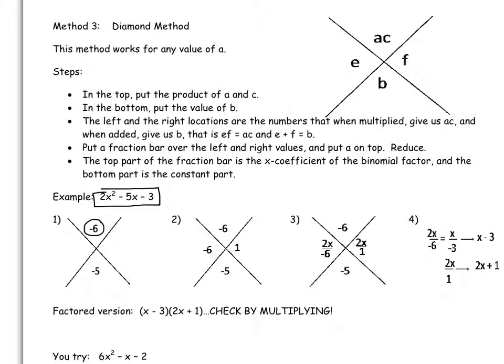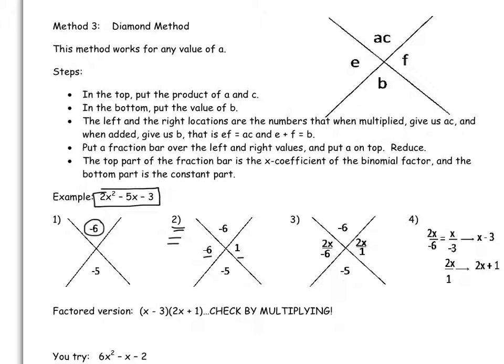The left and the right locations are the numbers that when multiplied give us AC, and add to give us B. So that's the same thing we were looking at in the last problem when we're looking at factors that add to that middle term. So that's step 2 right here, where the numbers that multiply to negative 6 and add to a negative 5 are negative 6 and 1.